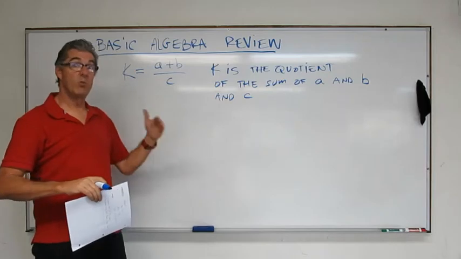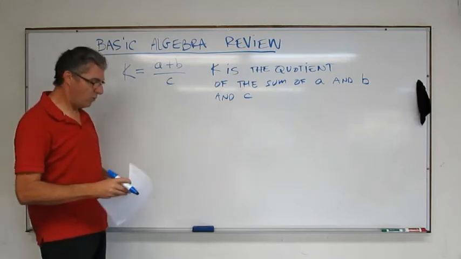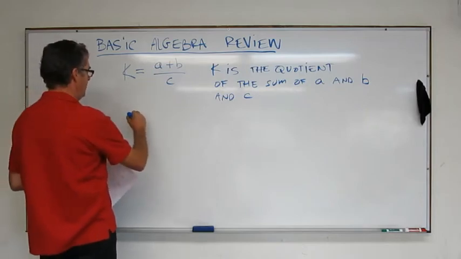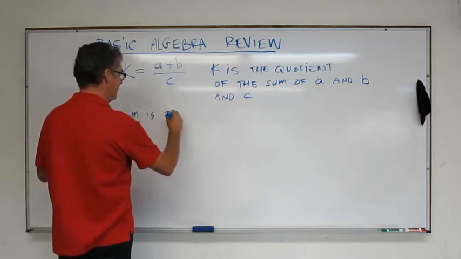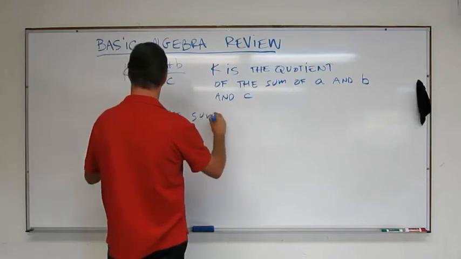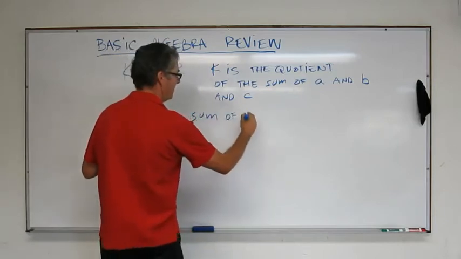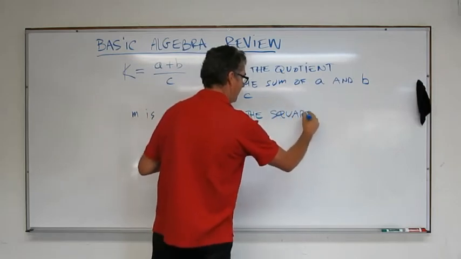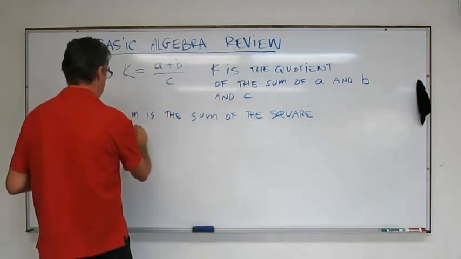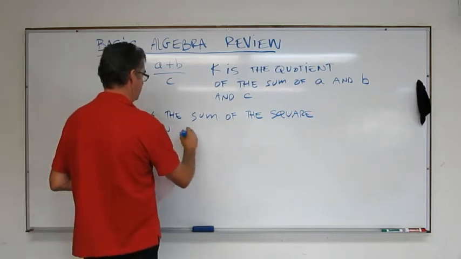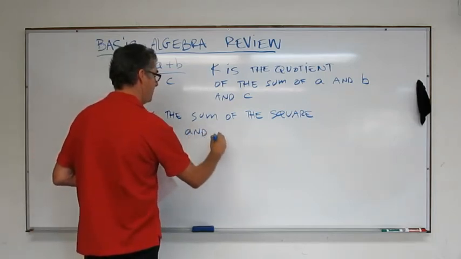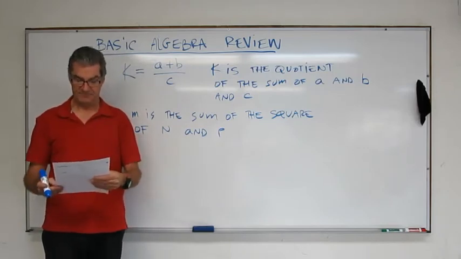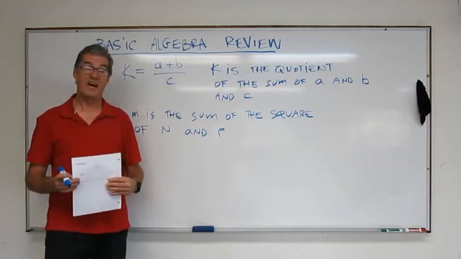We also went from words to equations. So let's try one of those. M is the sum of the square of N and P. Pause the video, give that a try. Okay, let's see how you did.